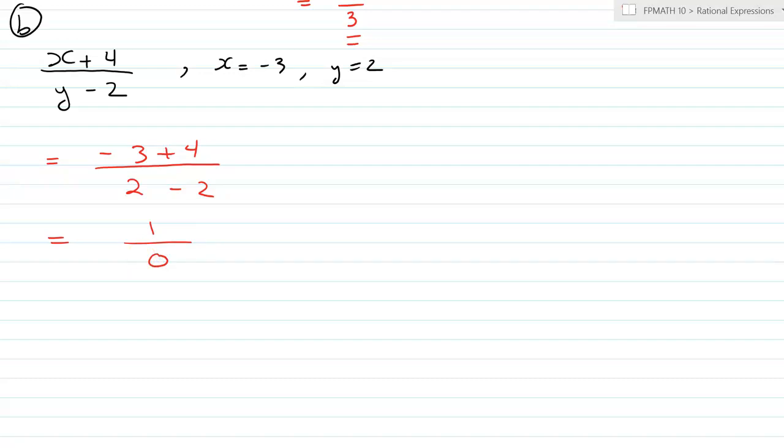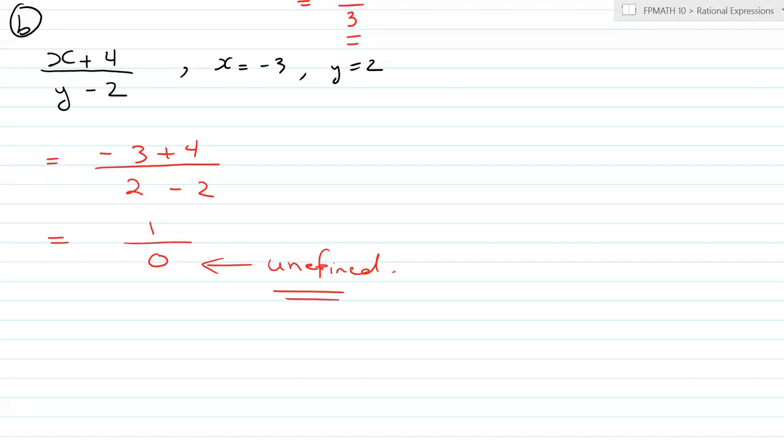So 1 over 0. If you take out a calculator, what is something divided by 0? Well, it is actually undefined. That means it doesn't have a value. Because of that, we have to be very careful that whatever value we use doesn't make the denominator 0. That is the important piece of any rational expression we have to watch out for.